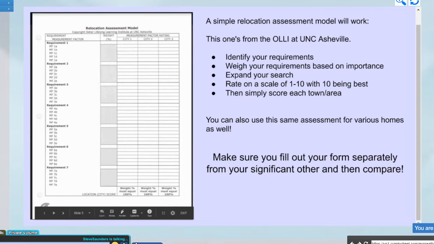So we used a very simple relocation assessment model. This one's from the University of North Carolina in Asheville. It allows you to identify your requirements, you weight these requirements, then you expand your search, you rate on a scale of 1 to 10, with 10 being best, and then you simply score each area. So city 1 is the town that you're currently living in, so that's your baseline. I'll give you an example here. You definitely want to fill this out separately from your significant other so you can compare the scores.